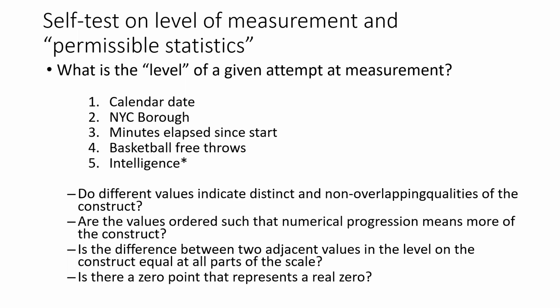Okay, I'm going to skip New York City Borough for just a minute. I know you're going to be really mad that I did that. Minutes elapsed since the start. I say go. Time passes. People then at some point finish some task, and I clock how many minutes have elapsed for each person before they finish a task. What level of measurement?